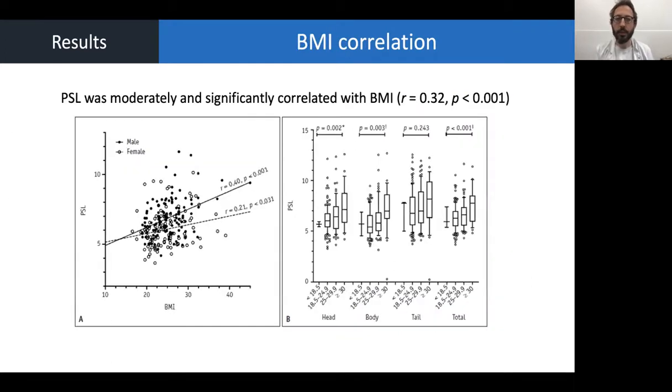We also observed a moderately but significant correlation between PSL and the body mass index of the patient, the BMI. It was more pronounced for male patients compared to female patients. And you can see on the right-hand side of the slide the breakdown into BMI categories. And here again, we had a progressive and significant increase of the PSL with BMI categories, and it was true for the head and body, but not for the tail of the pancreas.